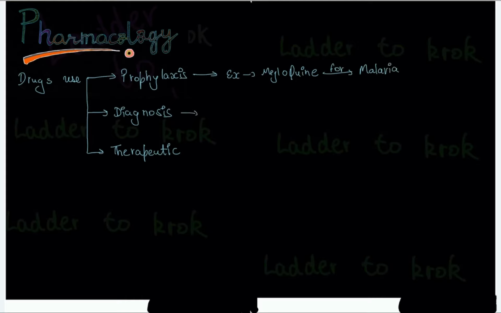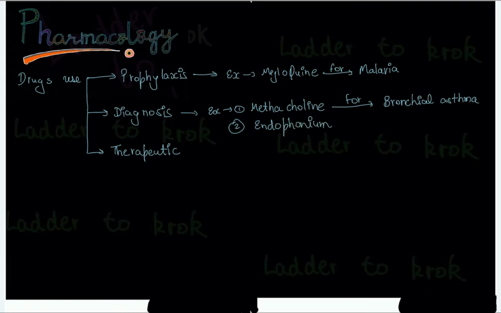For diagnosis purposes we can use examples. The first example I'm taking here is methacholine. Methacholine is used to diagnose bronchial asthma. Okay, the second diagnostic drug we can take is edrophonium. This edrophonium is used for myasthenia gravis. What is myasthenia gravis?